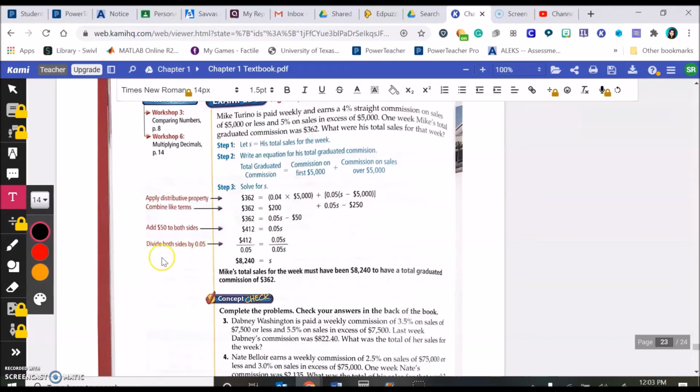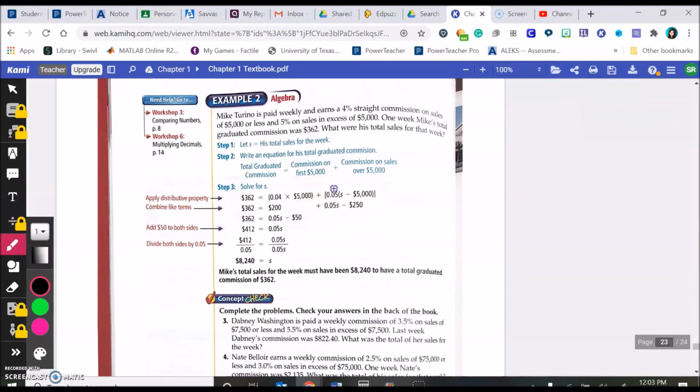When I multiply through, I get 0.04 times 5,000 is 200, and then 0.05 times S minus 5,000. We're using the distributive property here. I'm multiplying 0.05 by each of those. So I get 0.05S minus 0.05 times 5,000, which is 250. So I have 362 equals 0.05S. I do 200 minus 250, so that's minus 50.